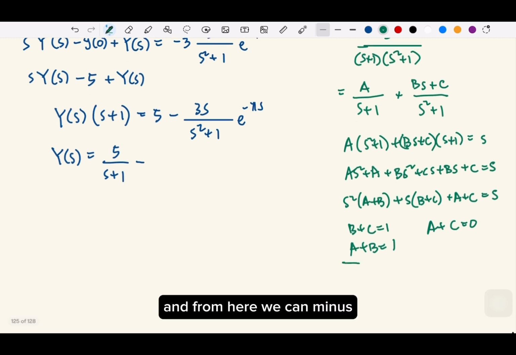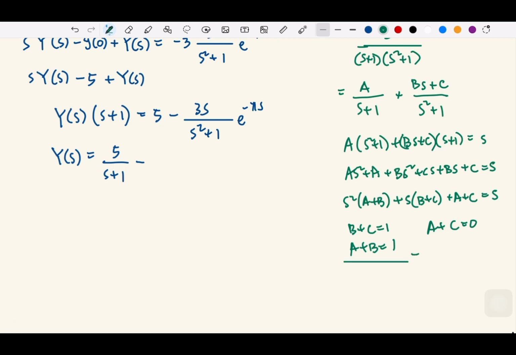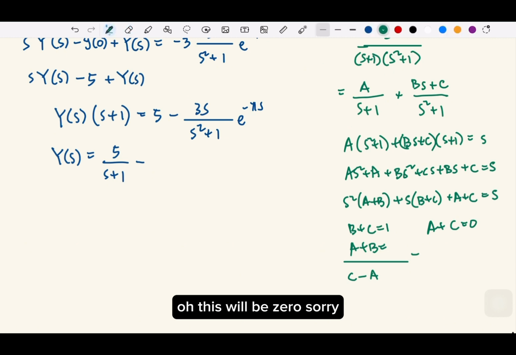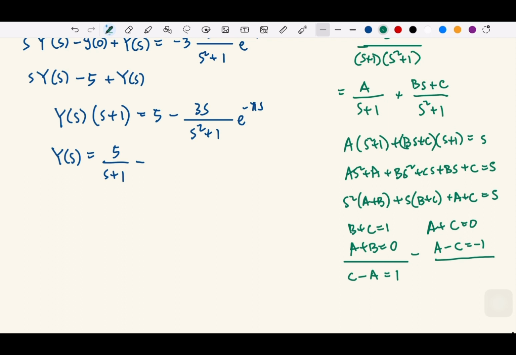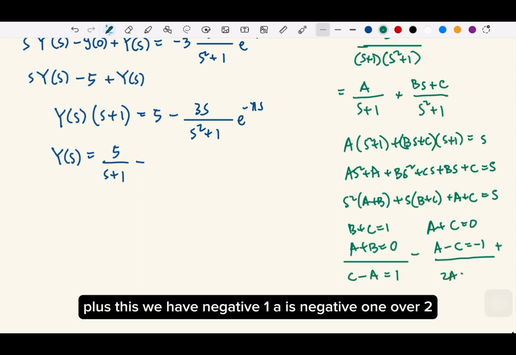And from here we can minus that c minus a. Oh, this will be 0, sorry. C minus a is 1. So a minus c is -1. So plus this, we have -1. A is -1/2.